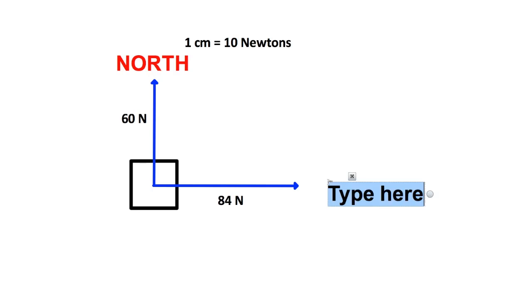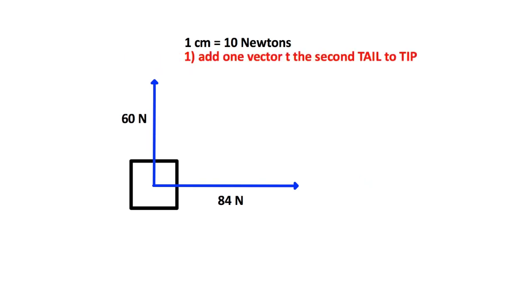Hola, and here's Mr. Black coming in. We have a 60 Newton vector, a force that's exerted north. We have another one, 84 newtons, that's east. Now we know that north is 90 degrees and east is 0, so we know these 2 vectors are at a 90-degree angle. So first, we want to add one vector to the second through tail to tip.